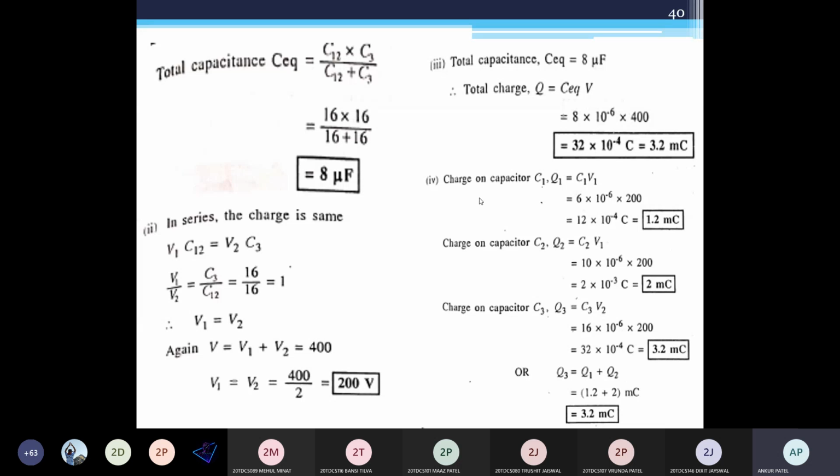Same, you need to find charge on capacitor Q1, Q2, Q3. So Q1 is C1 into V1, Q2 is C2 into V1, Q3 is C3 into V2. As this V1 remains same for C1 and C2, okay? And for C3, we have V2.